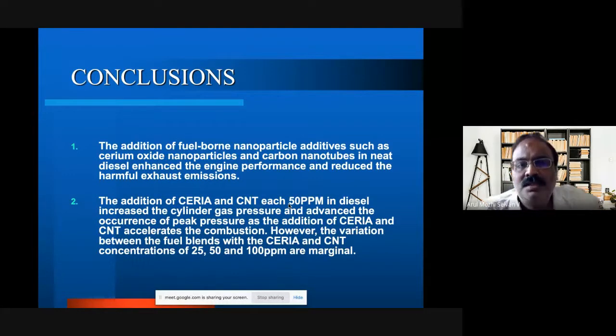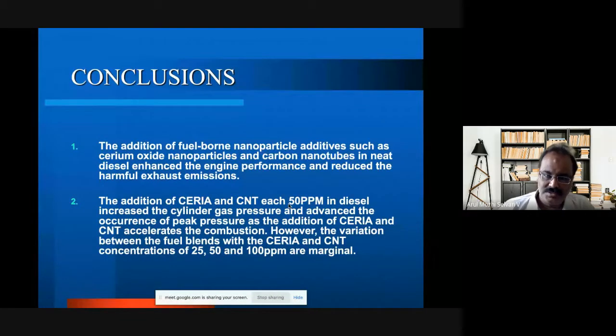So out of this, the conclusions we arrive at are: the addition of fuel-borne nanoparticles such as cerium oxide nanoparticles and carbon nanotubes in neat diesel enhances the engine performance and reduces the harmful exhaust emissions. The addition of cerium and CNT, each 50 ppm, in diesel increases the cylinder gas pressure and advances the occurrence of peak pressure, as the addition of ceria and CNT accelerates the combustion. However, the variation between the fuel blends with ceria and CNT concentrations of 20, 50 and 100 ppm are considered.